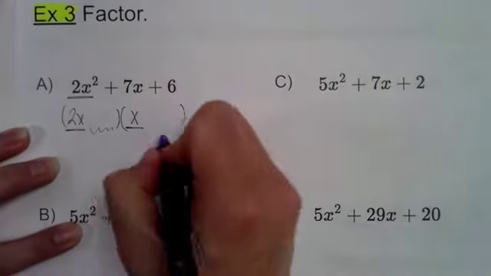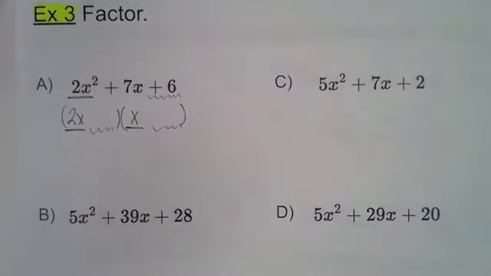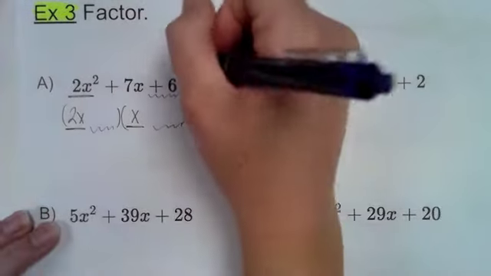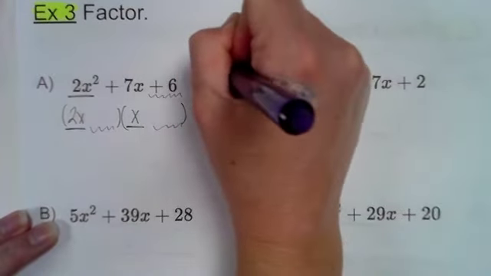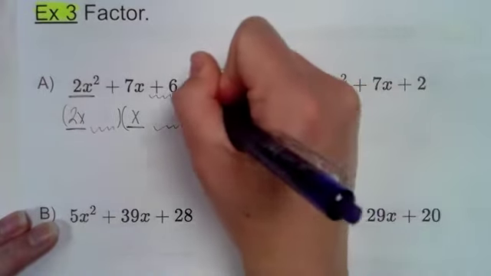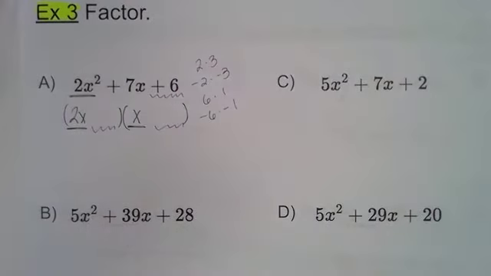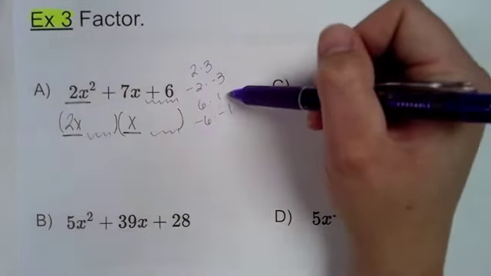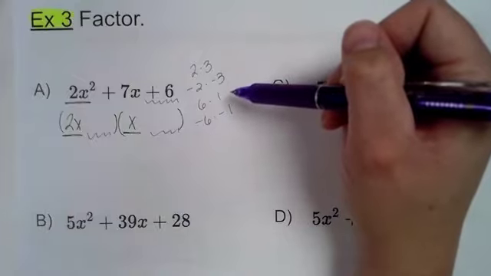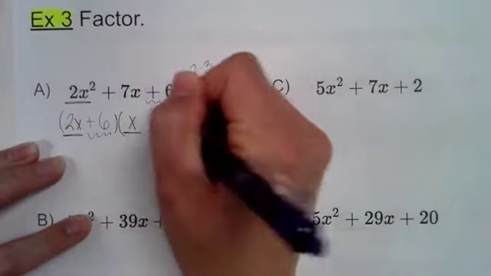Then, last times last has to be the last thing. What times what is positive 6? 2 times 3 or negative 2 times negative 3. What else? 6 times 1 or negative 6 times negative 1. Okay, that is the list of all the factors of positive 6. Do any of these make a 7? Yeah. 6 and 1. Do you think that's the one that's going to work? Yeah, let's try it. Positive 6 and positive 1.